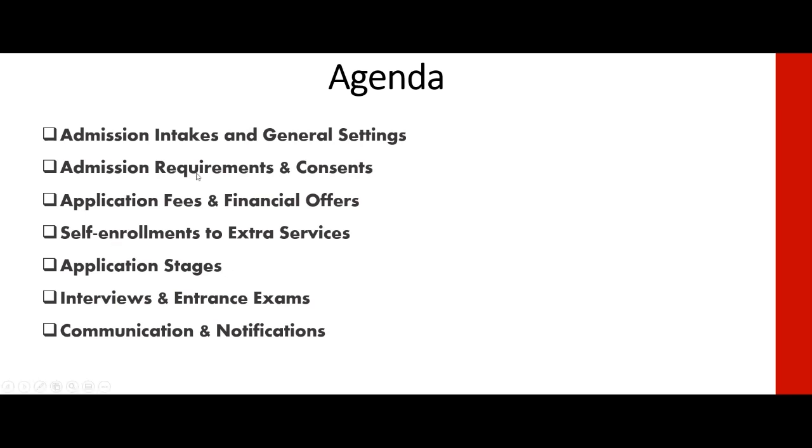We will go through the admission requirements and consents, any extra question, qualification, or documentation required from the applicants. We will see the possibility to have an application fee, so the applicant will not be able to submit the application if he doesn't pay the fee. And also the possibility of sending financial offers to the applicants, since a lot of institutions used to send officially the financial offer, and the applicant has to accept the offer before the finalization of the registration.